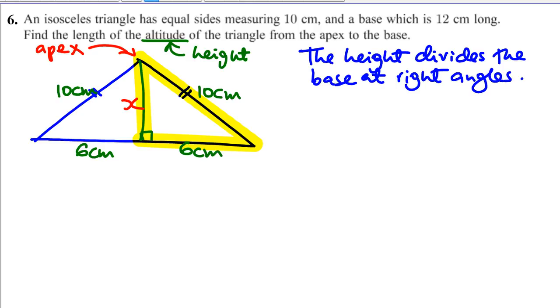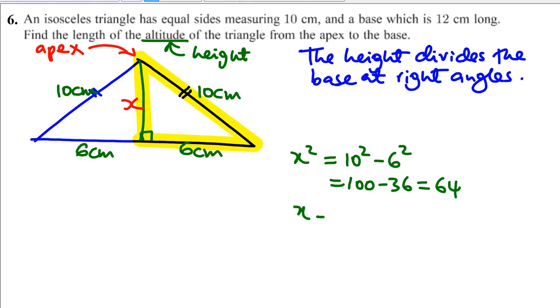Well, the height is the shorter side of this triangle that's highlighted here. So when you're finding the shorter side, we subtract. So x squared will be equal to 10 squared minus 6 squared, which is 100 minus 36, 64. So x will be the square root of 64, which is 8. So x is 8 centimeters.